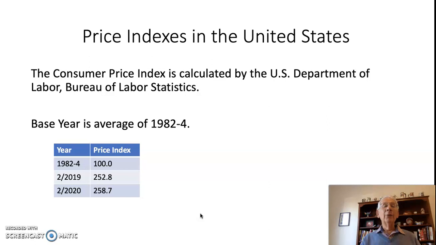I always like to look at the real world and tell you guys what's going on there. Congress had a real debate, and they could not agree on what the base year should be, so we're using a base year of the average of 82 to 84. Literally, that is true. And these are the actual numbers calculated by the Department of Labor, the Bureau of Labor Statistics. We sometimes call it the BLS. So what you can see is last year at this time, the price index was 252.8. This year, right now, it's 258.7.